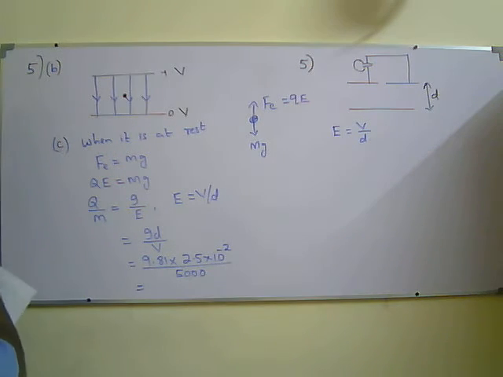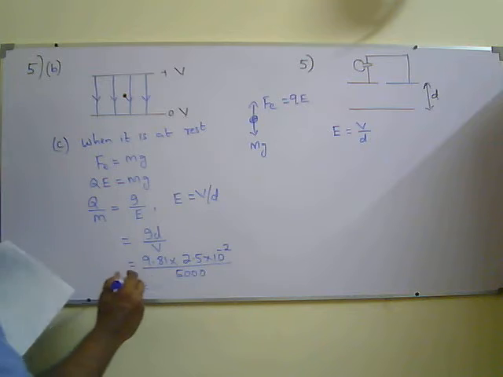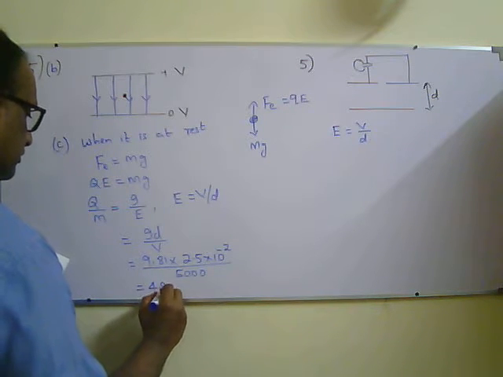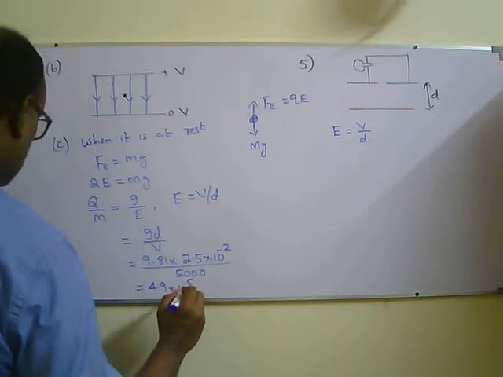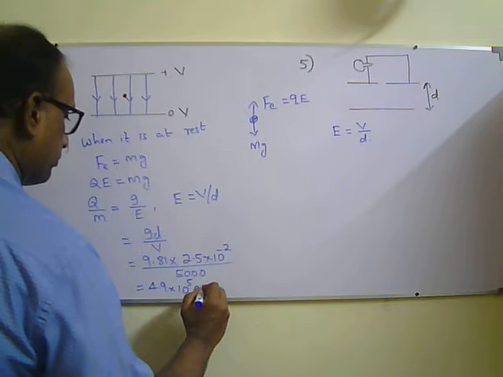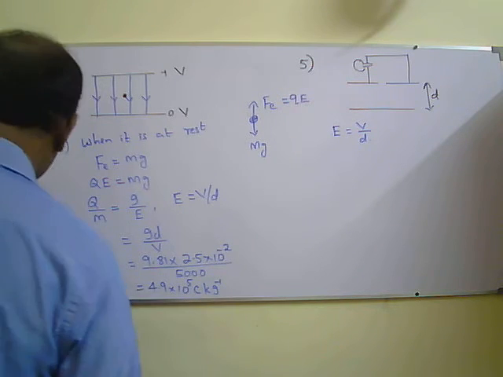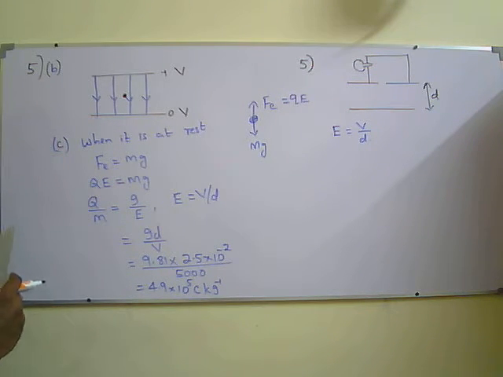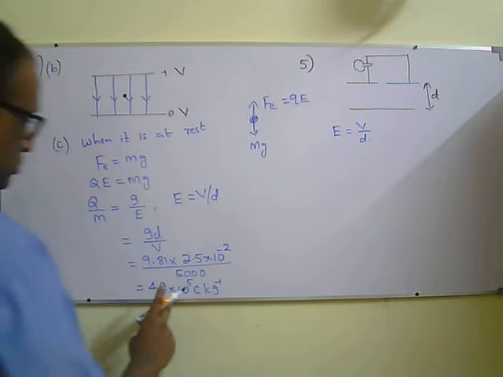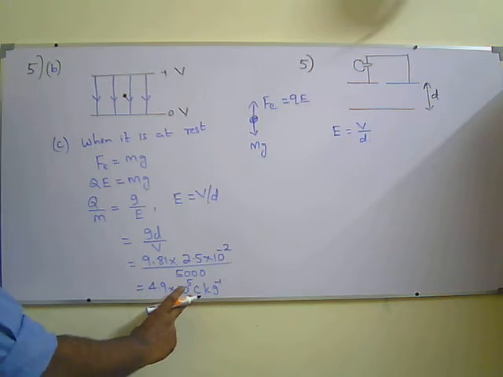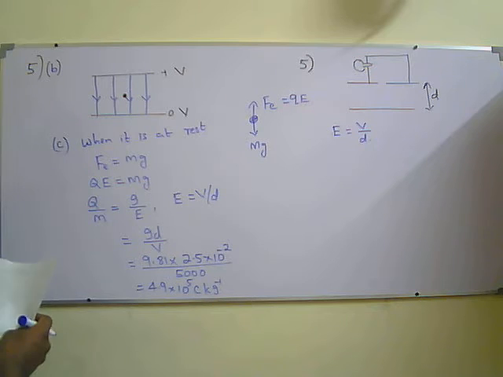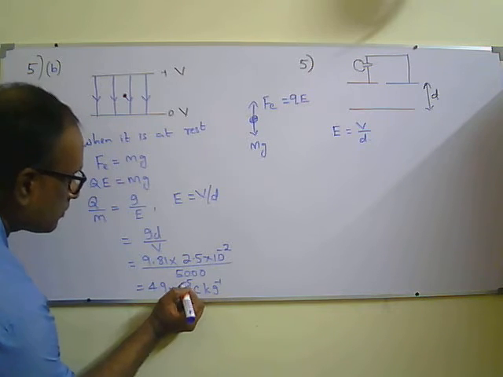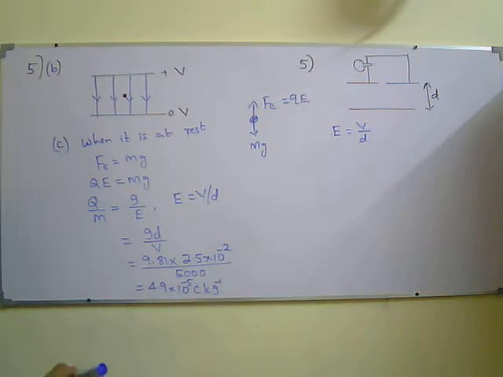Solve it. You will get the answer for this one. You will get 4.9 × 10^-5 Coulomb per kilogram. But they also show that 50 microcoulomb. So if I want to convert, 10 to the power 5, I'm getting 10 to the power minus 5 Coulomb per kilogram.